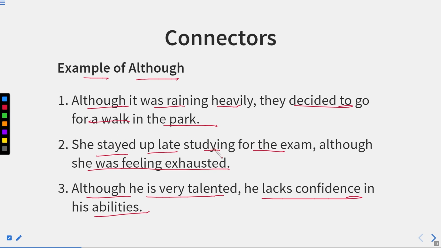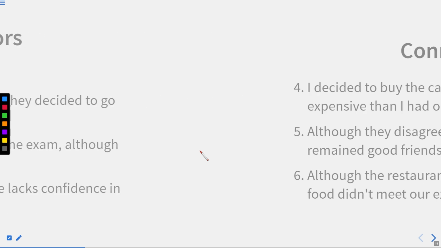It means she stayed up till late in the night to study. Although she was exhausted, she was tired, still, just because of the exam, she was studying till late night. Although he is very talented, he lacks confidence in his abilities. So, as a person, if he is very talented, obviously he should be very confident, but he lacks confidence in his abilities.